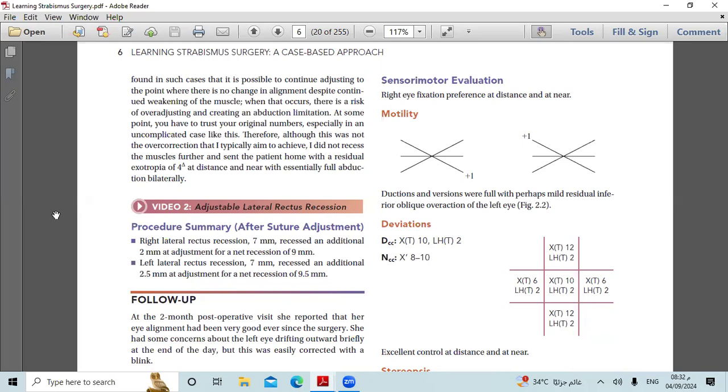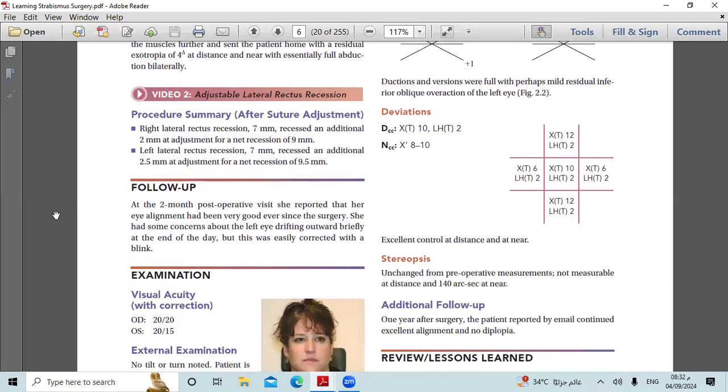Yes, you are right. I have a case with sixth nerve palsy who is ortho in the primary position, and in the secondary angle, the right gaze is somewhat exotropic, and in the left gaze, esotropic. So here it's a dilemma to treat these types of patients. Adjustable sutures are a good way.